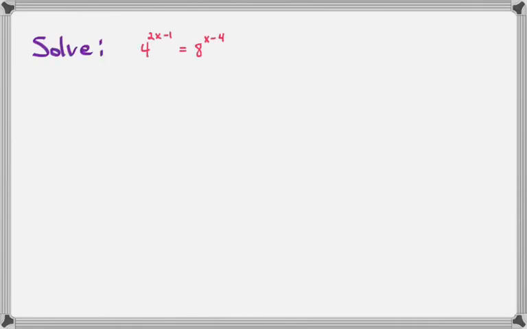Here's our next example. 4 to the 2x minus 1 equals 8 to the x minus 4. Now 4 and 8 are not powers of each other, but 4 and 8 are both powers of 2. So I could write 4 as 2 to the second power, and we could write 8 as 2 to the third power.